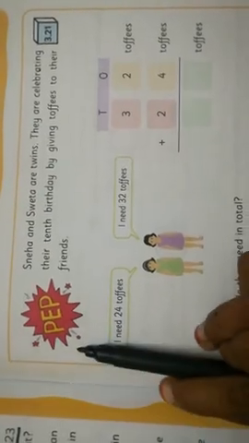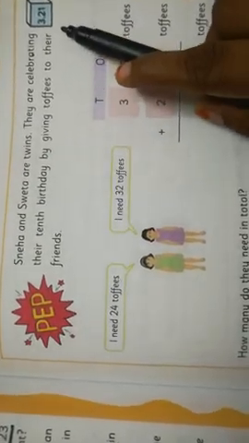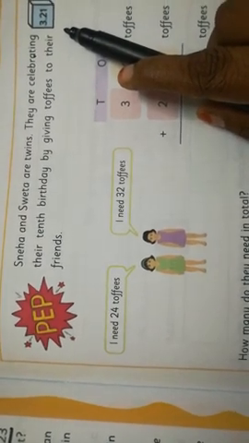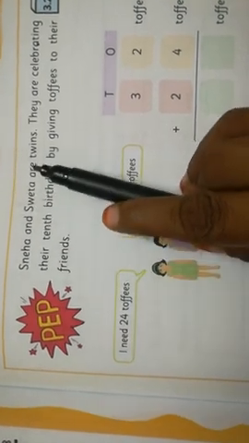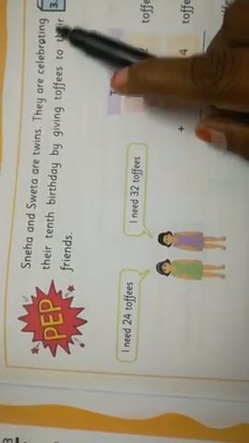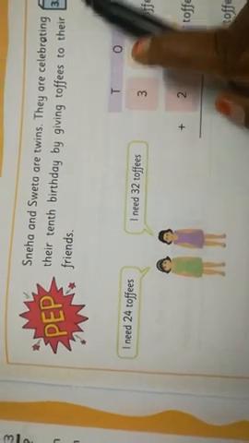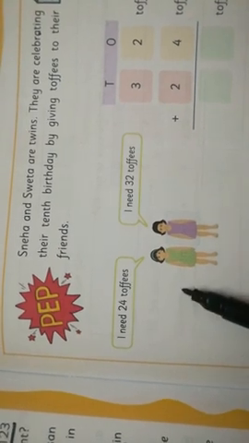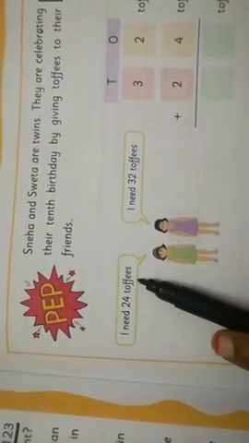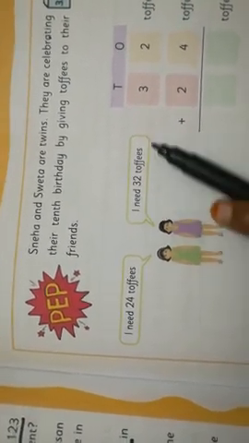Next, PEP activity number 3.21 in your studio book, page number 79, children. Sneha and Sweta are twins. They are celebrating their 10th birthday by giving toffees to their friends. This is Sneha, this is Sweta. Sneha: I need 24 toffees. Sweta: I need 32 toffees.